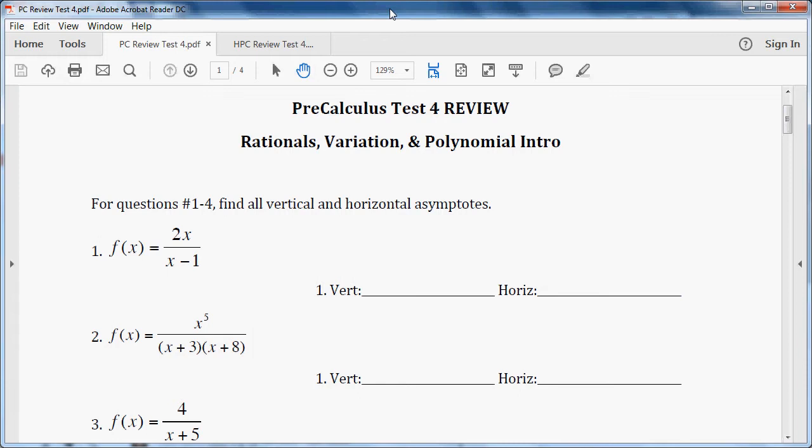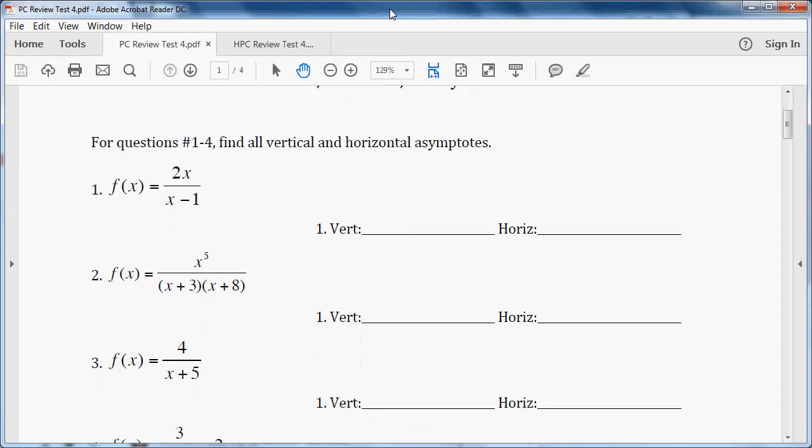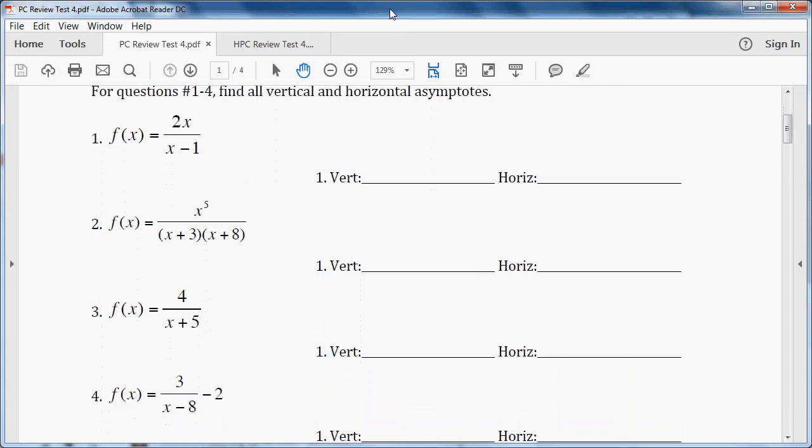First, we're trying to find vertical and horizontal asymptotes. So remember, vertical asymptotes are found at numbers that make the denominator 0 but not the numerator. So in number 1, the number that would make the denominator 0 is 1. So that would make the denominator equal 0. And if we plug it in the top, that does not make the top 0. So we do have a vertical asymptote at x equals 1. That's a number that does make the denominator 0, but does not make the numerator 0. So I'm actually just going to keep going with vertical first. We'll come back to horizontal.